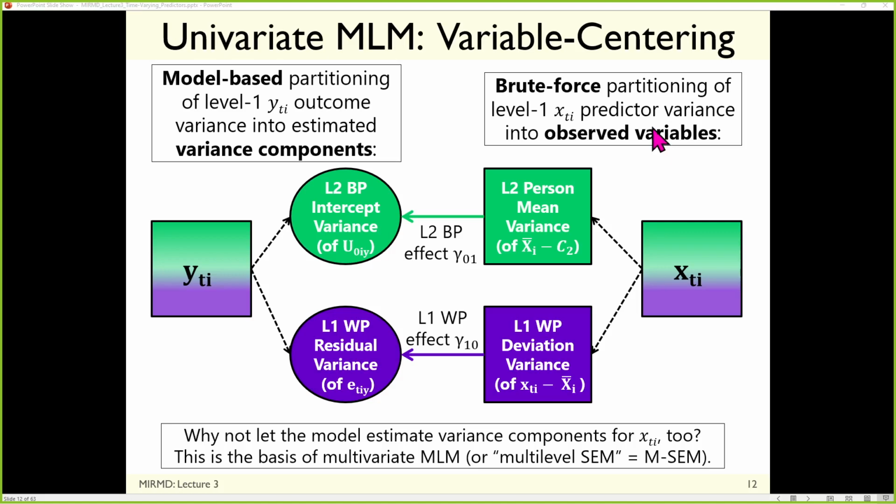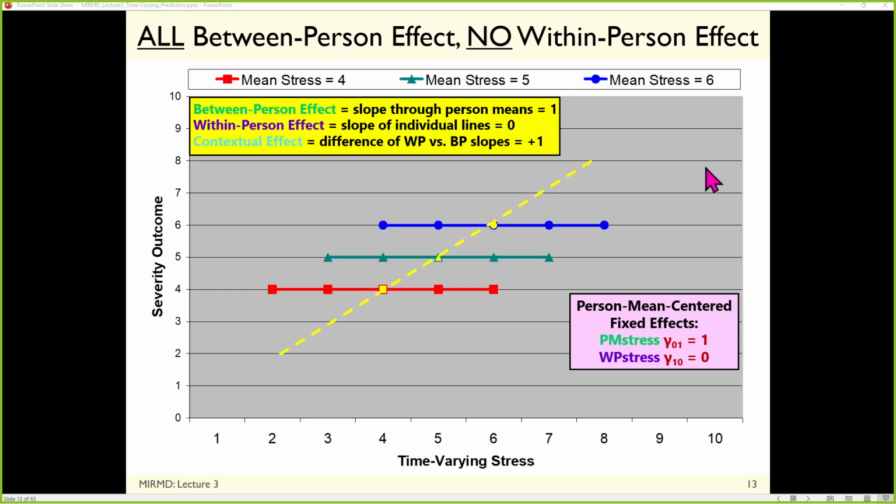Okay, so what could happen then with respect to each of these types of slopes? I've got some hypothetical scenarios here. So let's say that I have time-varying stress and time-varying severity. In contrast to almost all the other pictures I've shown, this x-axis is not time, it's stress. Time has already been either in the model if it needs to be or not in the model if it doesn't need to be. And what I have here are different lines for different people.